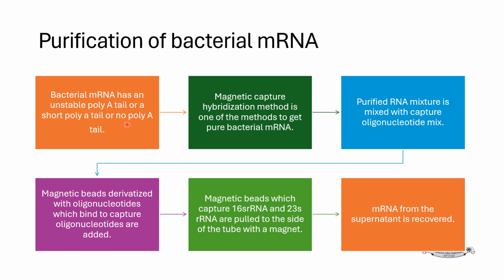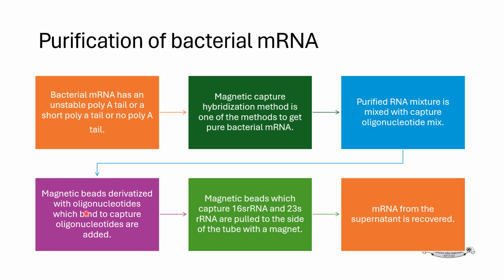There is a technique, the magnetic capture hybridization method, that can be used for the purification of bacterial mRNA. For this technique, two things are required. One is the capture oligonucleotide, meaning the oligonucleotides which are meant to capture certain target molecules. So the capture oligonucleotides are mixed with the purified RNA mixture and it is poured into a tube.